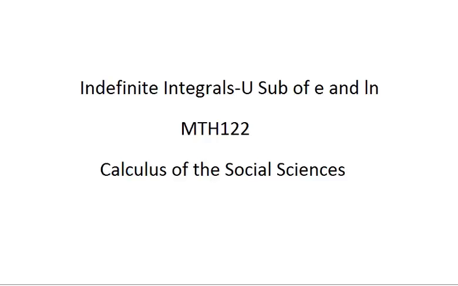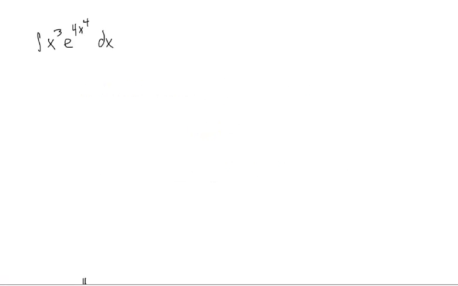Here in this video we're going to take a look at indefinite integrals using u sub of exponential and ln functions. In this first example I have the integral of x cubed e to the 4x to the fourth dx. And if you look at the two polynomial pieces, we have an x cubed here and a 4x to the fourth. So if we took the derivative of x cubed, we would have x squared, and that wouldn't help us substitute for 4x to the 4th.